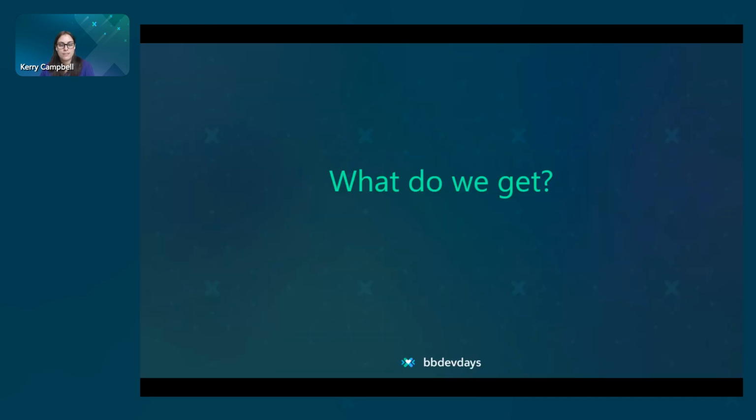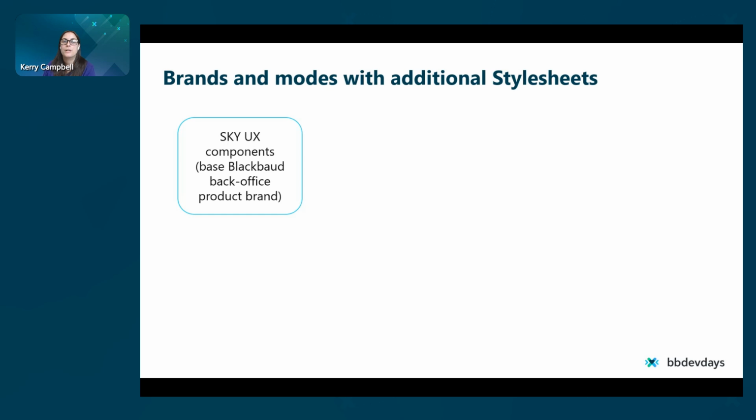Okay, so we've talked about kind of how we got there, what we need to make sure we're doing. Now let's talk about what do we get. So brands and modes with additional style sheets. What does this mean? So right now, we can take a look into the future. We're going to step into 5 years from now, what a possible future could look like for SkyUX components. So SkyUX components, we have a base Blackbaud back office product brand. So this is our product brand that we would want to use in a lot of our software where folks are just doing their work for whatever nonprofit or school you're working for.